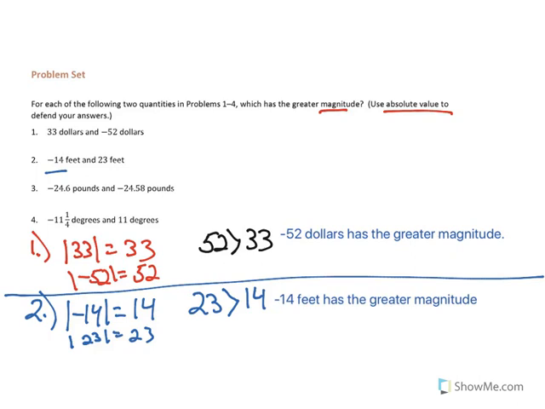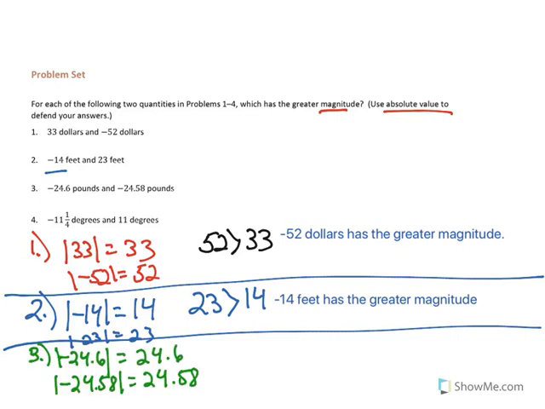The next one is negative 24.6 pounds and negative 24.58 pounds. That'll be a little bit more challenging for people. Well, if you wrote this down, the absolute value of negative 24.6 is 24.6, and the absolute value of negative 24.58 is 24.58.